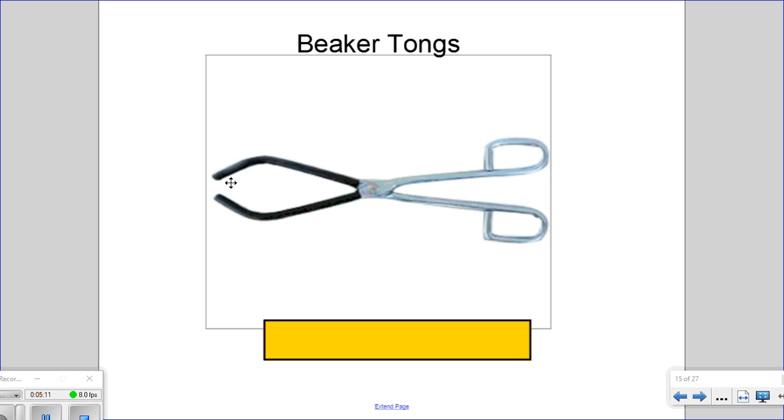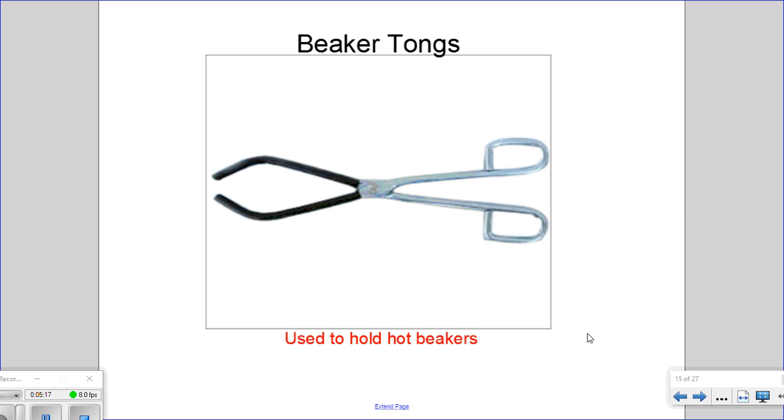So here are beaker tongs, continuing with tongs, and beaker tongs are used to hold hot beakers. After a beaker is being heated, you don't want to grab it with your hand and pick it up because it might cause some burns, and we're always thinking lab safety. So you want to use beaker tongs to transport or move hot beakers. They are specifically shaped to fit around that curved shape of a beaker.